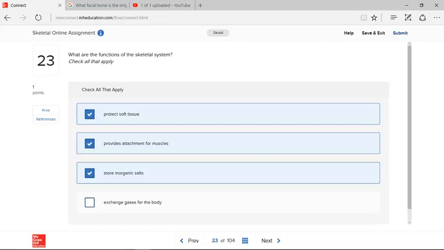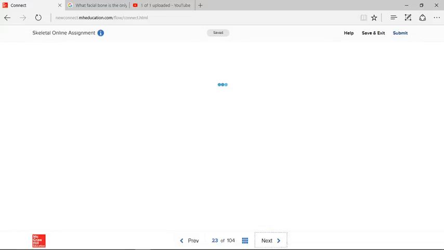What does exchange gases for the body? The respiration system, right? And that's basically about it for this question.